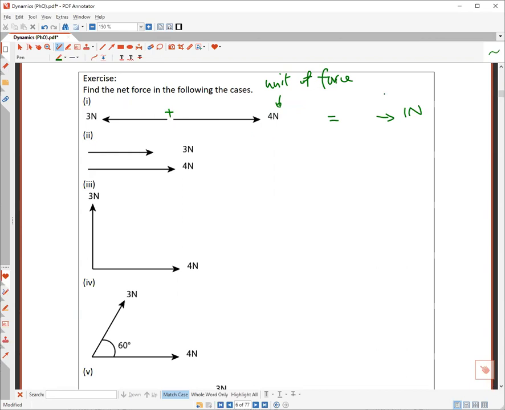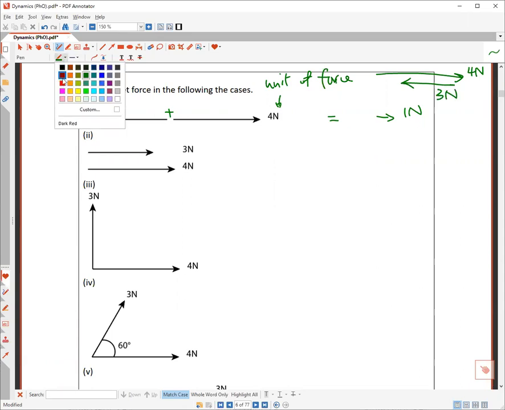If you want to draw the vector diagram, then you can draw it like this. This is a 4 Newton force, and this is a 3 Newton force. And how do we add these two vectors? Okay, do you still remember? You go from the starting point to the end point. Then this is the addition of these two vectors. Another thing you can obviously see is it has magnitude 1.